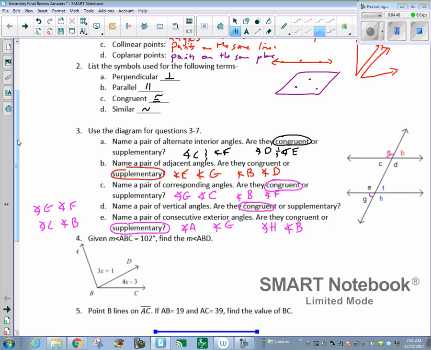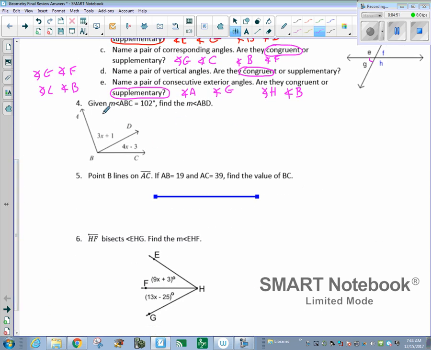All right, moving along then into our next example. This one, they're asking us to find the measure of ABD, which is this angle right here. And so they gave us that ABC is 102 degrees. And so with that being 102 degrees, then we know that these two angles are going to add up to be 102 because ABC is 102. So I'm going to take 3x plus 1 plus 4x minus 3 and set that equal to 102. Combining like terms, 7x minus 2 equals 102. Add 2. 7x equals 104.